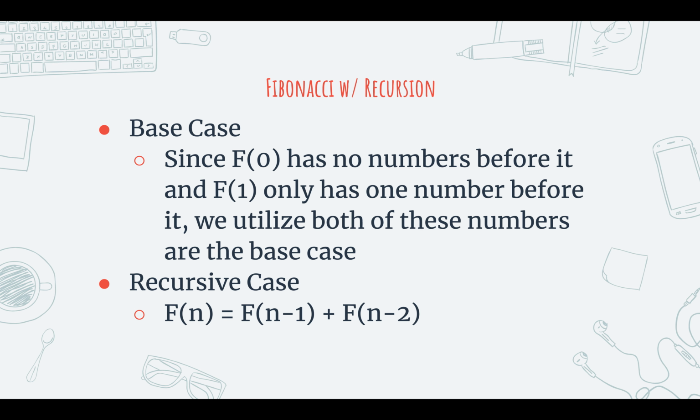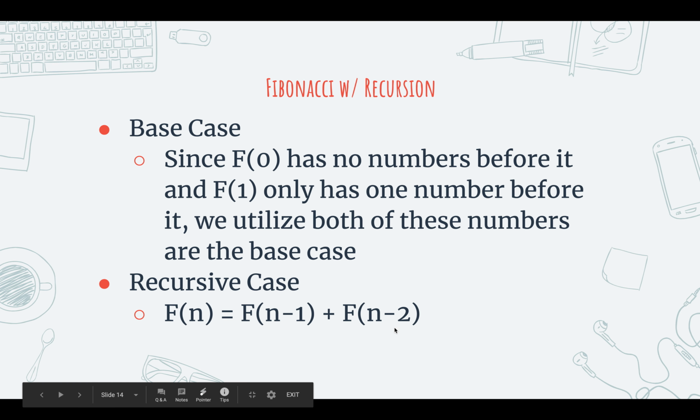So they're going to be our base case, and they're both going to be set to 0. The recursive case, as I said before, is going to be the recursive algorithm. So you're going to add the previous number and the number before the previous number. Otherwise, you can look at this equation and it makes more sense.